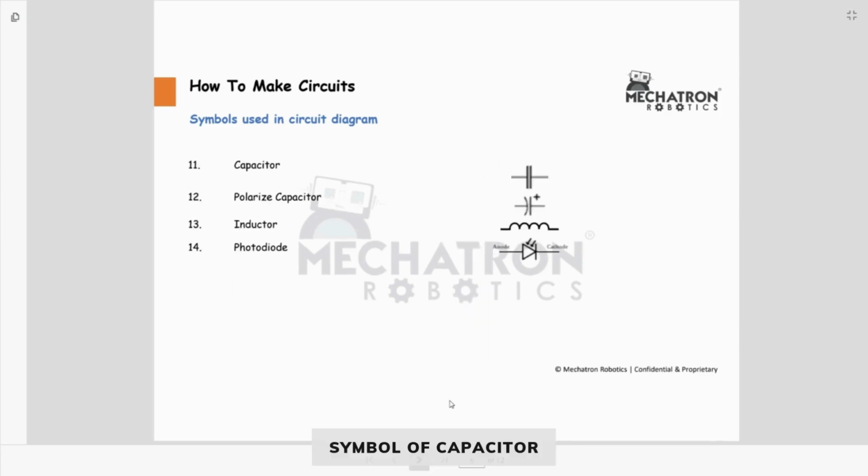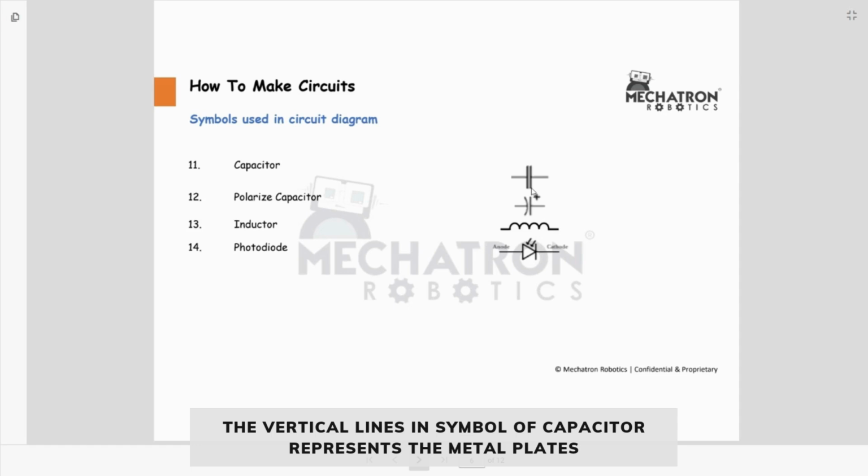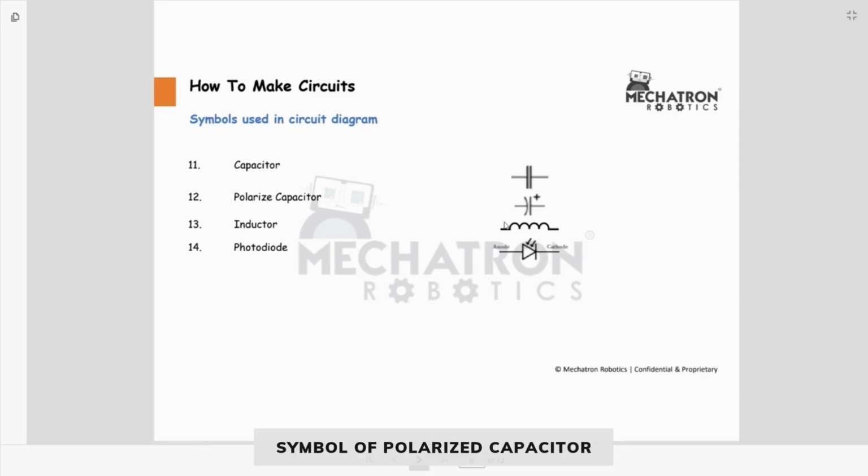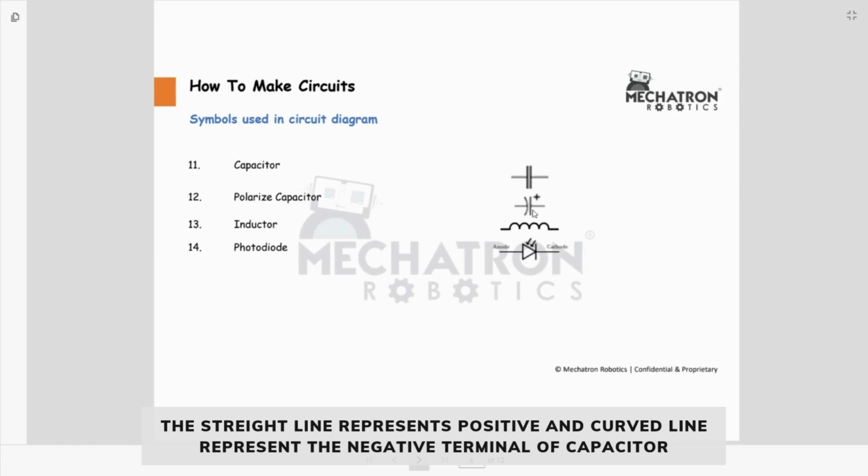Then this is the symbol of a capacitor. As we know, in a capacitor there are two metal plates separated by an insulating material. So these two vertical lines represent those metal plates. This is the symbol of a polarized capacitor. A polarized capacitor means a capacitor which has a positive and negative terminal. This symbol is a little bit different from the normal capacitor. Here we have one straight line and another line that is curved. The straight line represents the positive terminal of the capacitor and the curved line indicates the negative terminal.